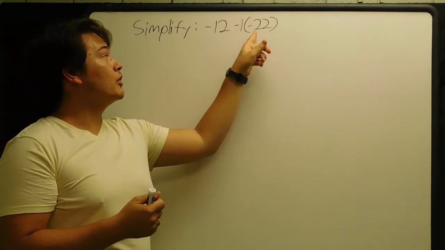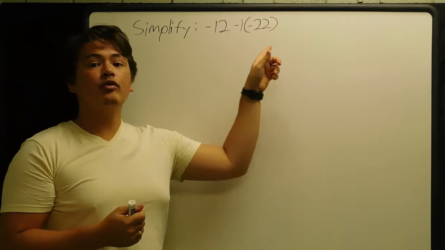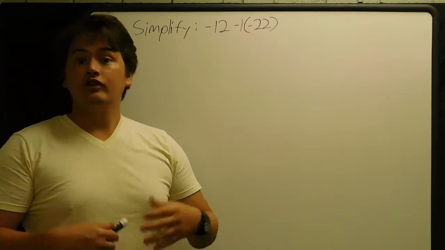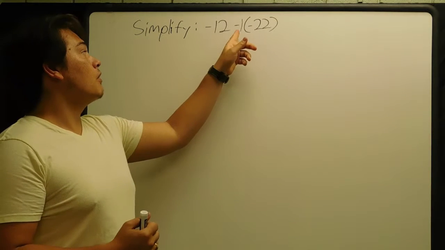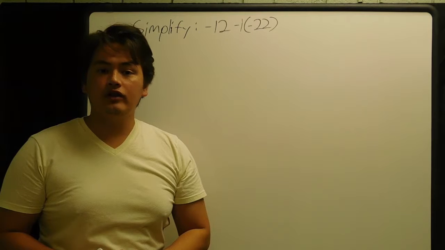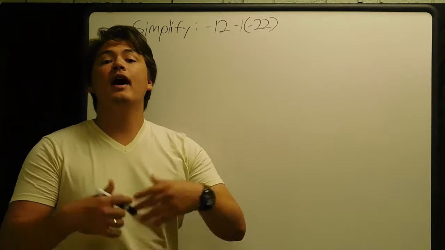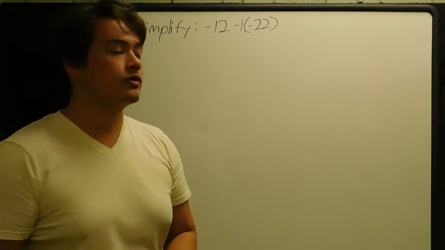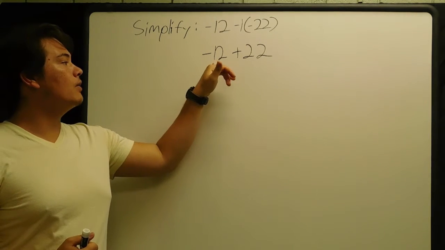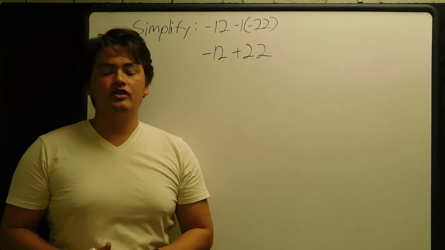Whenever you have two numbers that are right next to each other, separated by parentheses, it means that they're being multiplied together generally. So negative 1 times negative 22 is going to give me a positive 22. So from here, we have a negative 12 and a positive 22.